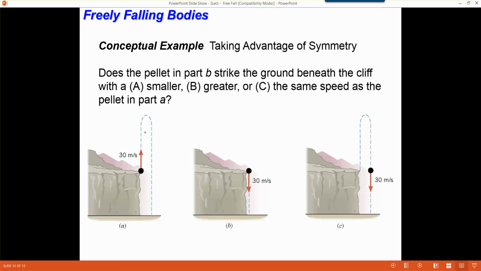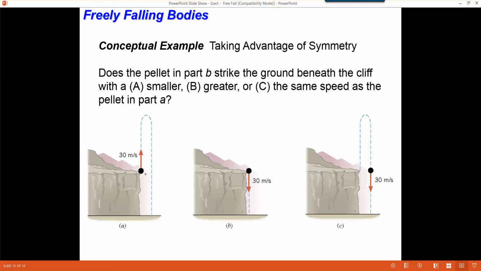Another second goes by, it'll be going 10 meters per second, still upwards. One more second goes by. In that third second, we reach a velocity of 0 meters per second. On the way back down 1 second later, it'll be going 10 meters per second downwards, then 20 meters per second downwards, then 30 meters per second downwards. Not only will those velocities be equal and opposite, but the positions will be equal and opposite, right?